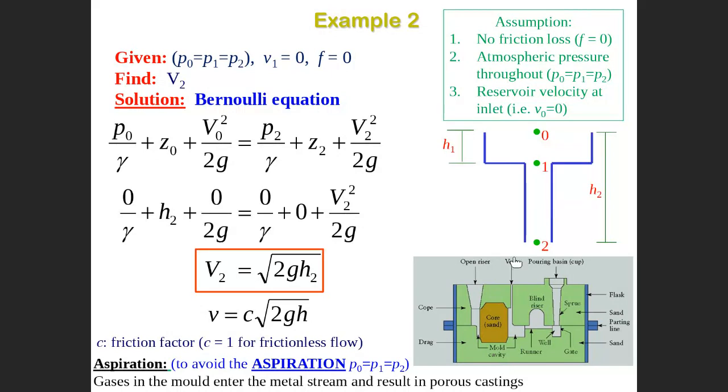Then we would like to apply the Bernoulli equation. As I told you last time, the most important thing is point 2, which is the down sprue. Point 2, we call it the down sprue, this point. This is very important because the condition at point 2 is the condition of the liquid that will be delivered to the main cavity. So we're always looking for the condition at point 2.